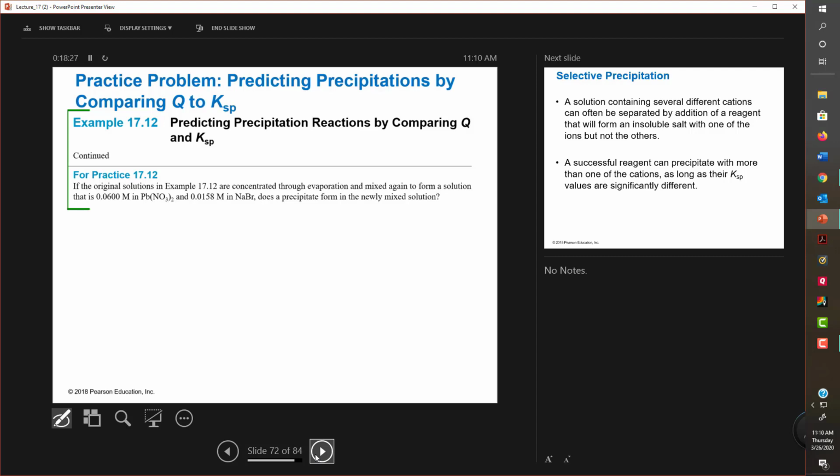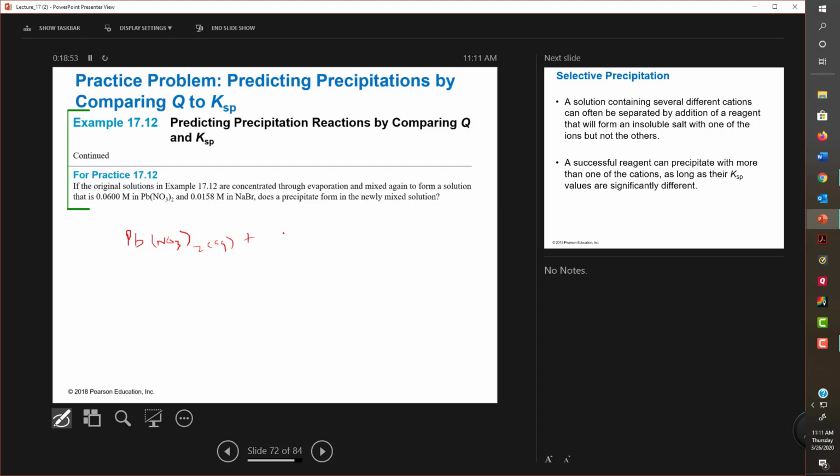All right, so let's have you guys try that one. Hit pause, try to work this one out, and see what you get for an answer, and then I'll work it out here, and then we'll see what's going on. So same thing. Lead 2 nitrate, aqueous.